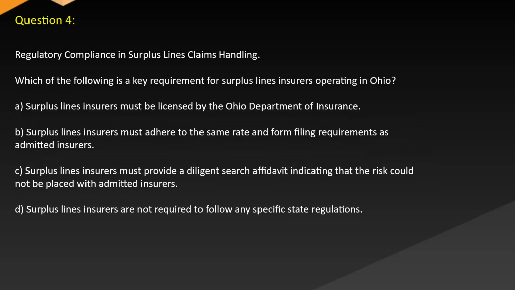3901-1-54. Question 4. Regulatory compliance in surplus lines claims handling. Which of the following is a key requirement for surplus lines insurers operating in Ohio? A. Surplus lines insurers must be licensed by the Ohio Department of Insurance. B. Surplus lines insurers must adhere to the same rate and form filing requirements as admitted insurers. C. Surplus lines insurers must provide a diligent search affidavit indicating that the risk could not be placed with admitted insurers. D. Surplus lines insurers are not required to follow any specific state regulations.